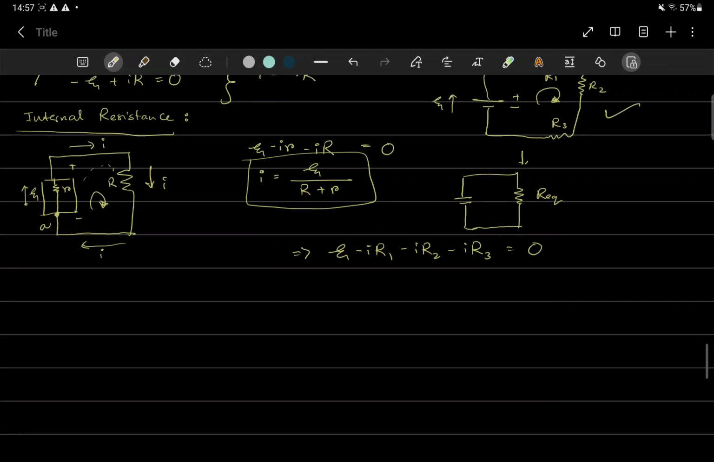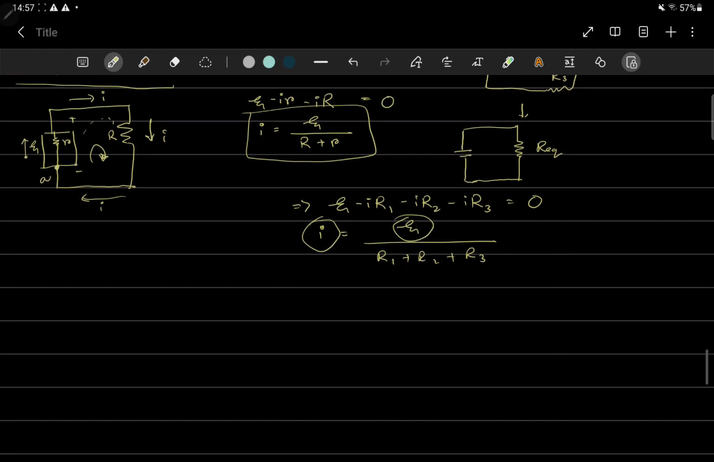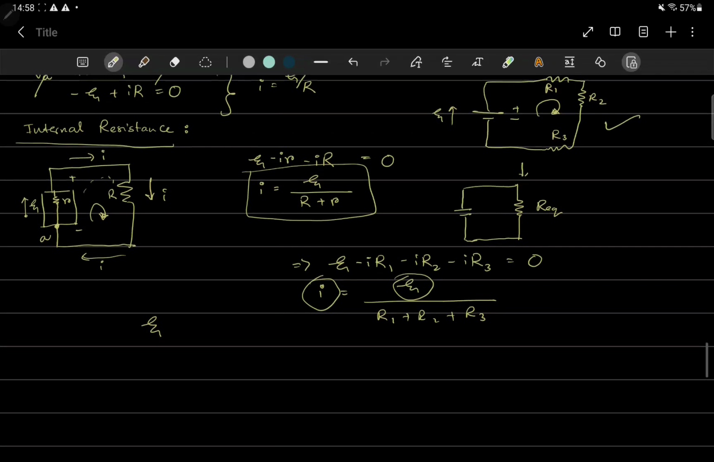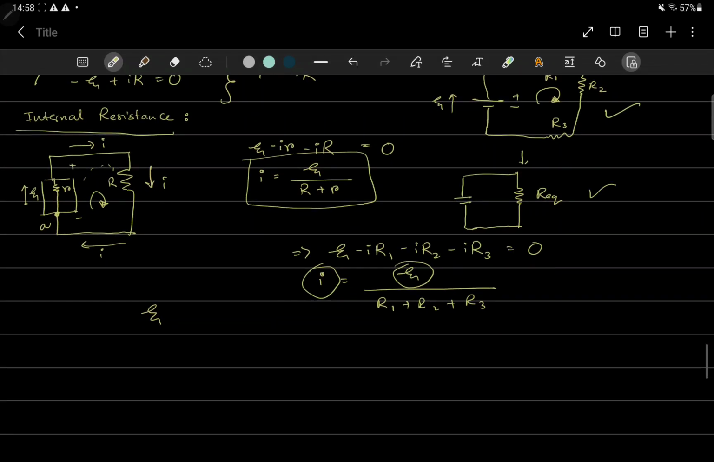Then I can rearrange this and I can solve for I, and I will get the EMF divided by R1 plus R2 plus R3. Now this is the total EMF and this is the total current, so in that case I can write this equation, and remember that I can transform this whole circuit to this circuit over here, where I can basically write all the resistances as one resistor with an equivalent resistance, right?